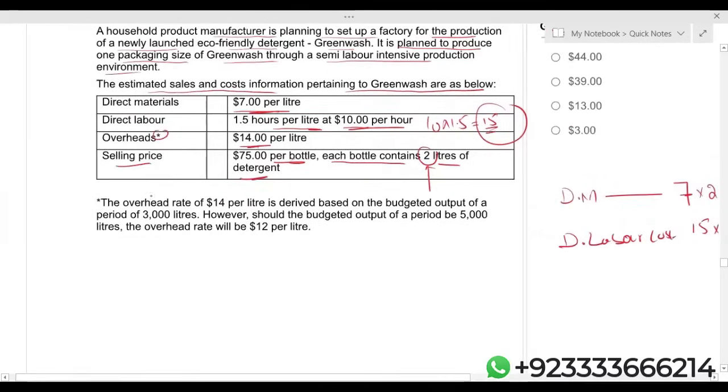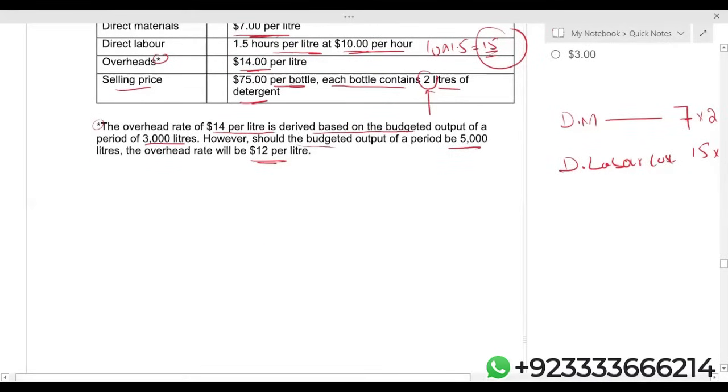Now let's read regarding overheads, because we can only consider variable overheads since we need to just calculate contribution. The overhead rate is $14 per liter, based on budgeted output of a period 3000 liters. If budgeted output is 3000, then FOH rate is 14. However, if budgeted output is 5000, then overhead rate is going to be 12. So you can see that the overhead rate is not fixed, which means it is hinting towards a semi-variable cost. In case of semi-variable cost, what do we do? We simply use the high-low method to calculate variable cost and fixed cost.